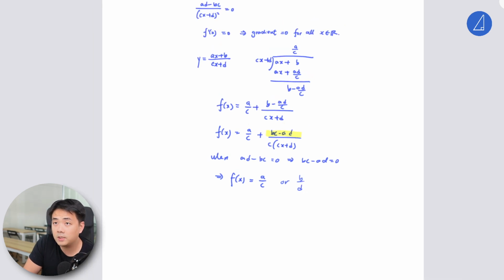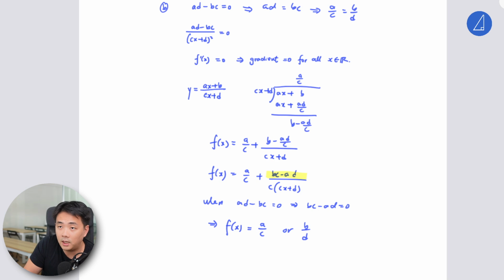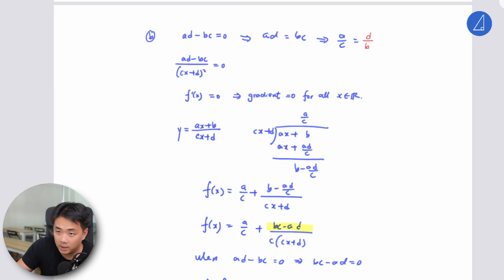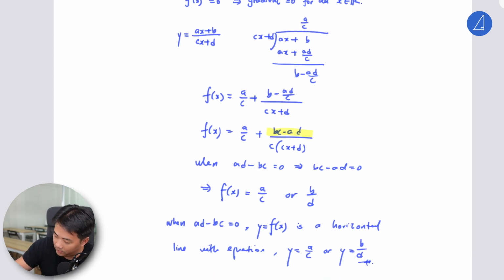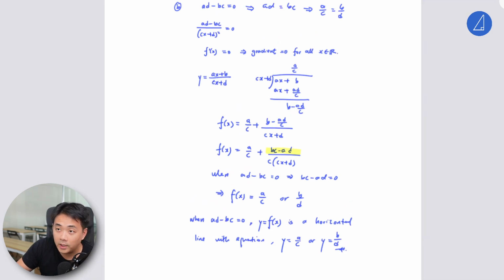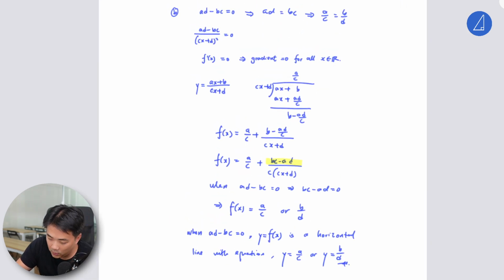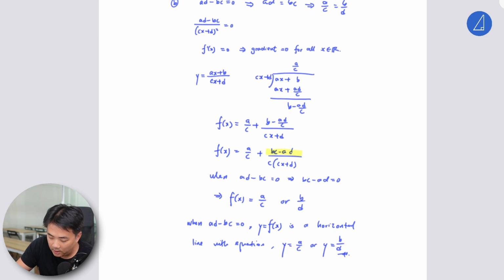So essentially the equation y equals f(x) is actually a horizontal line with the equation y equals a over c, or y equals b over d. I wrote wrongly here, so it's d over b, not b over d. Actually, it's correct. It's b over d. Okay, great. So that's for part B.